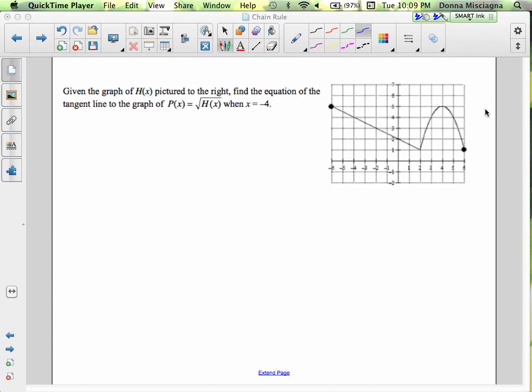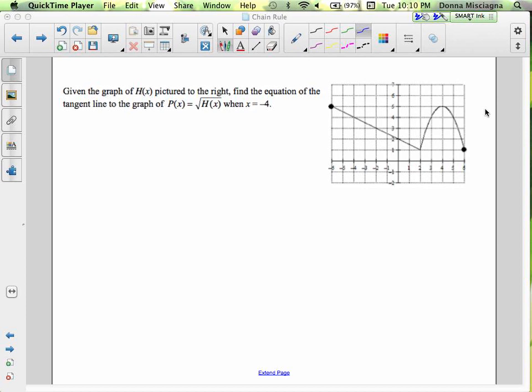And not happen to notice that the graph is h of x, and we want to find the equation of the tangent line to the graph of p of x, which is the square root of h of x, when x equals -4. So you got to be really careful with that. Make sure you figure out what they're asking you for.